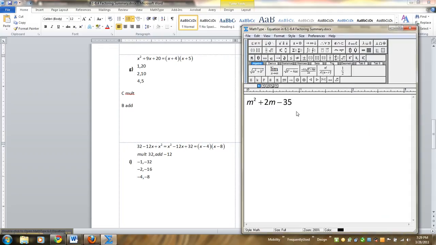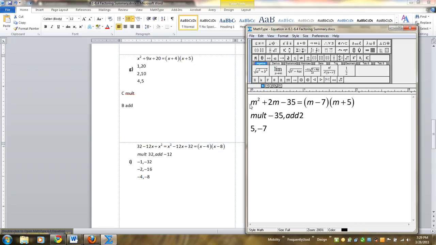Okay, what about this one? Again, I've got to multiply to negative 35, but I've got to add to 2. Hopefully you can see it's 5 and negative 7, because 5 times 7 is 35. So it would be m minus 7, m plus 5.